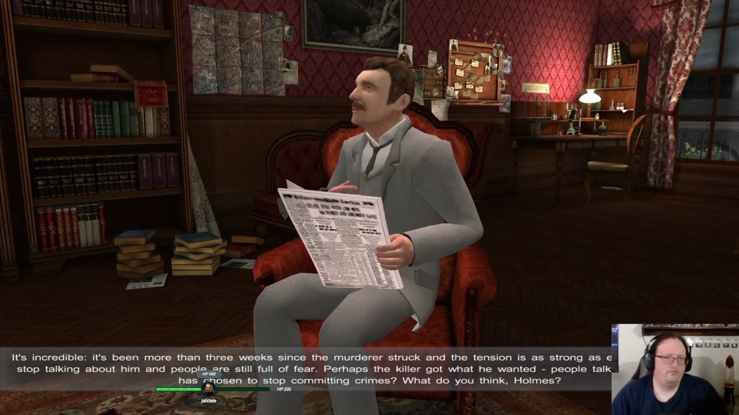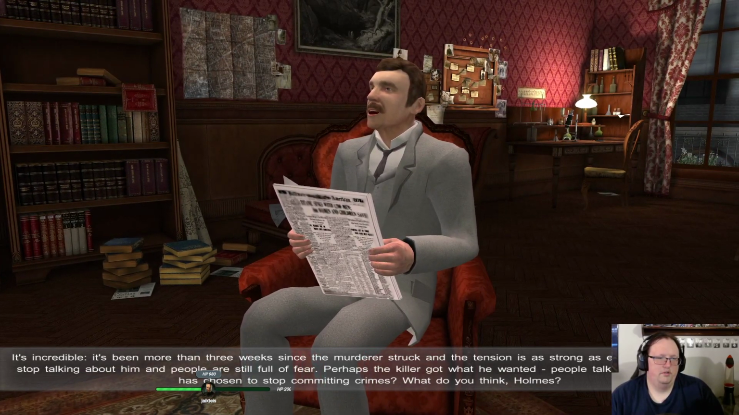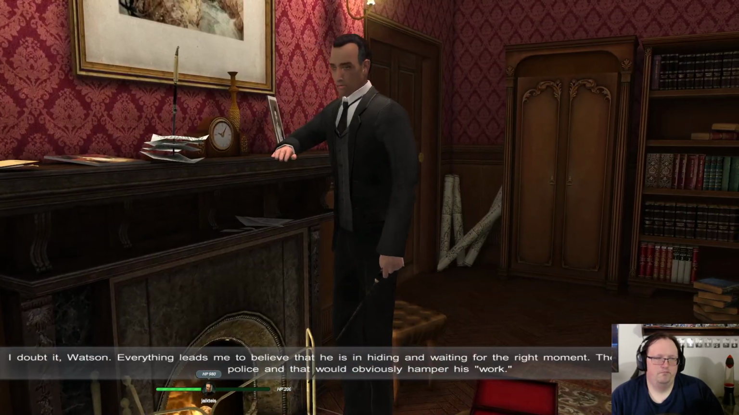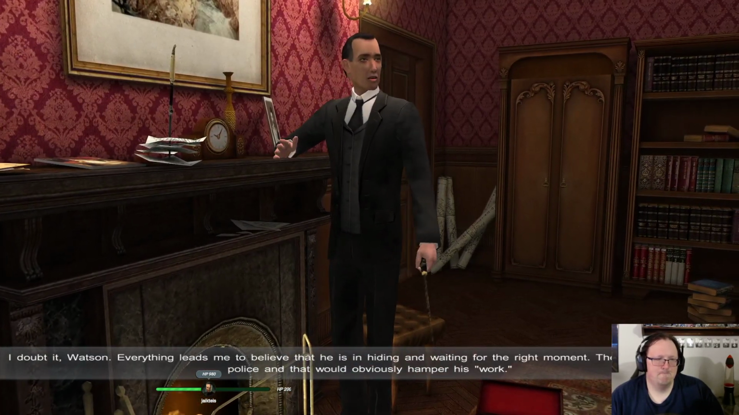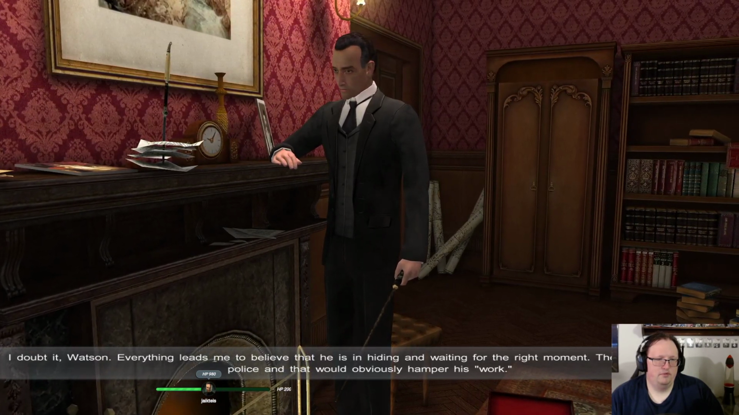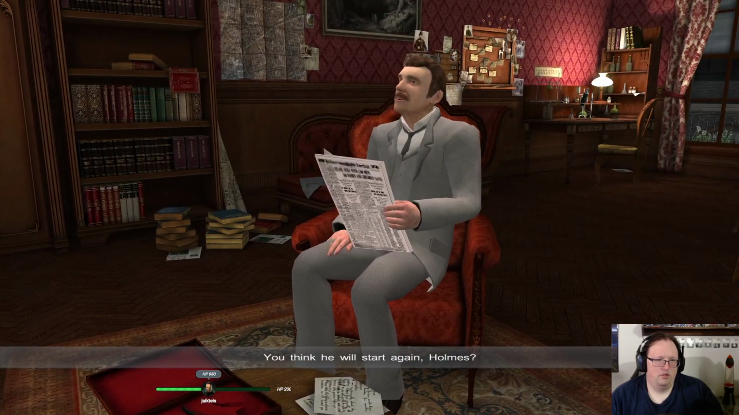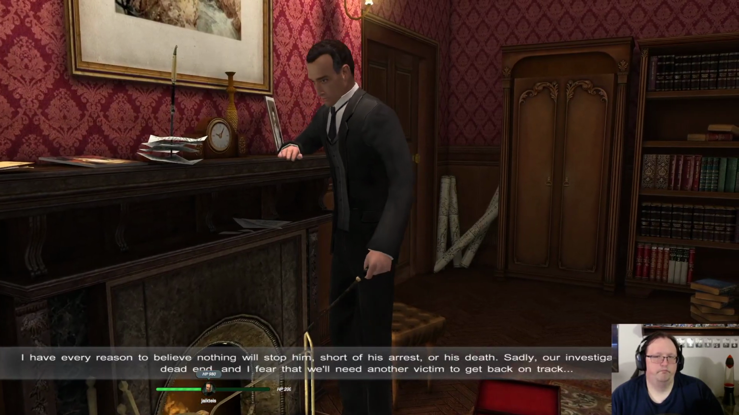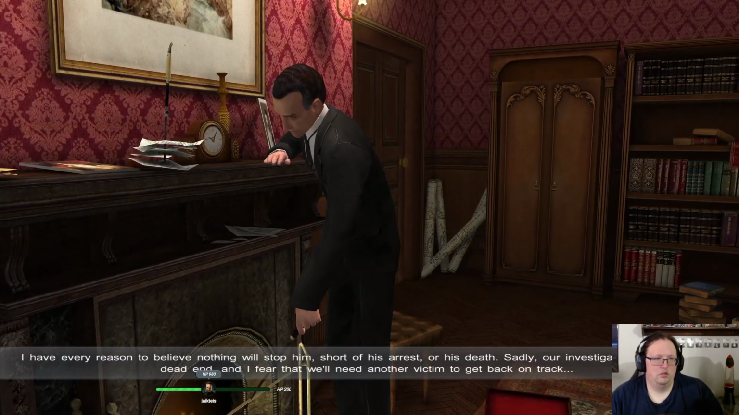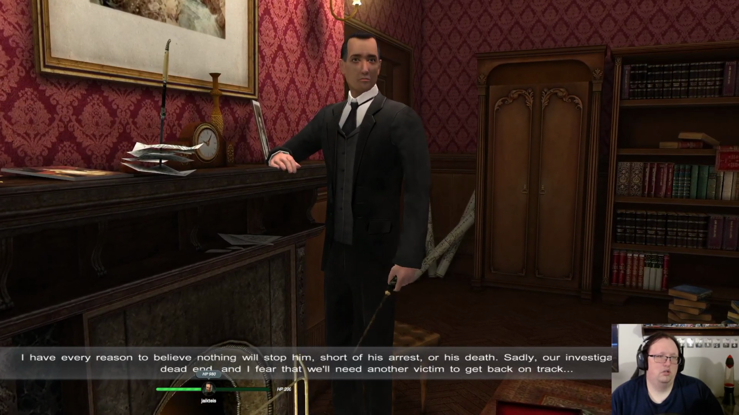Perhaps the killer got what he wanted, people talking about him, and has chosen to stop committing crimes. What do you think, Holmes? I doubt it, Watson. Everything leads me to believe that he is in hiding and waiting for the right moment. The area is packed with police, and that would obviously hamper his work. You think he will start again, Holmes? I have every reason to believe nothing will stop him short of his arrest or his death. Sadly, our investigation has reached a dead end, and I fear that we'll need another victim to get back on track.